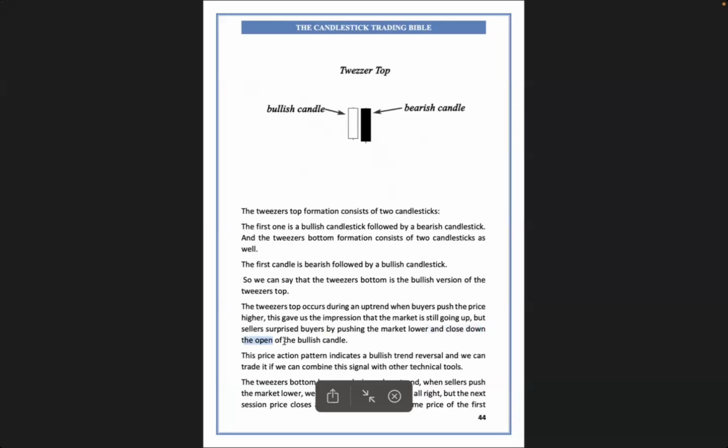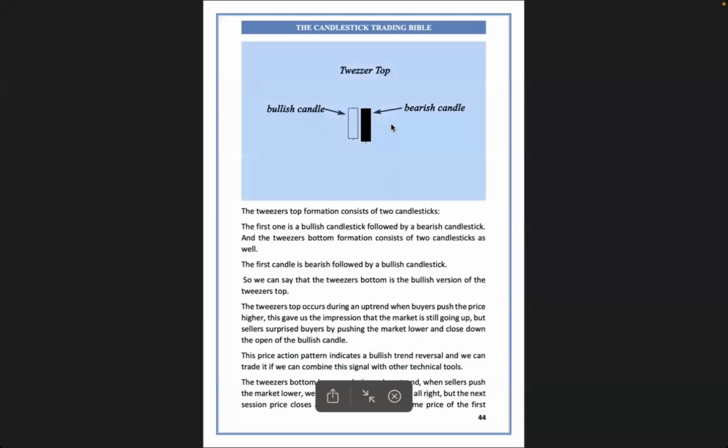Close down the open of the bullish candle. This price action pattern indicates a bearish trend reversal, and we can trade it if we can combine the signal with other technical tools. So I think this was the tweezers top. Yeah, so this is the tweezers top.